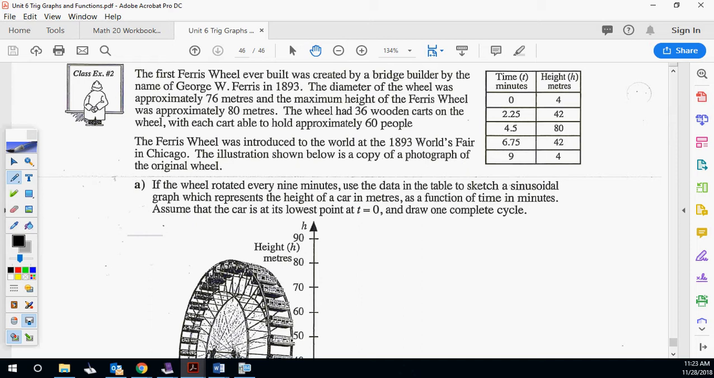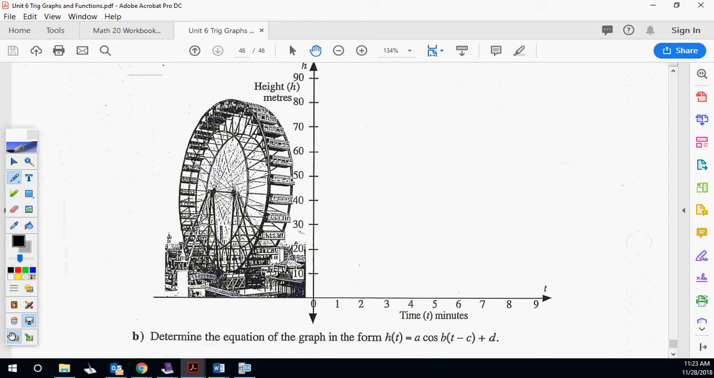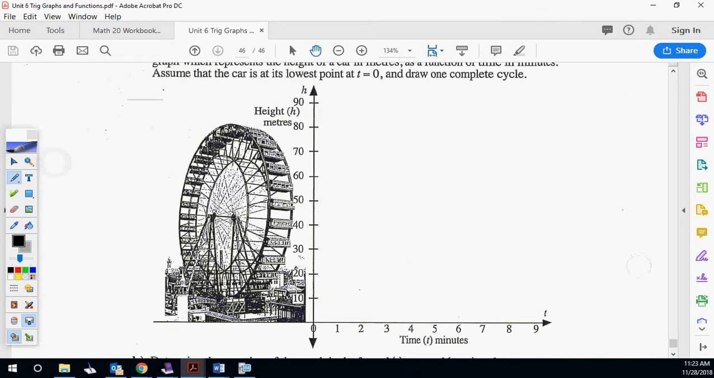If the wheel rotated every 9 minutes, use the data in the table to sketch a sinusoidal graph that represents the height of a car in meters as a function of time in minutes. So we're going to try to sketch this here.